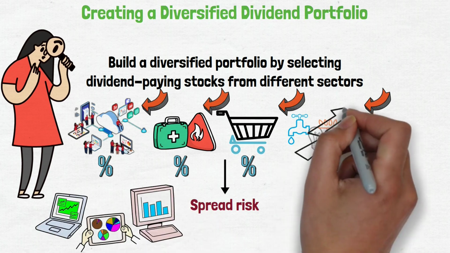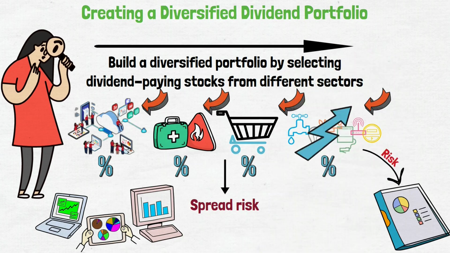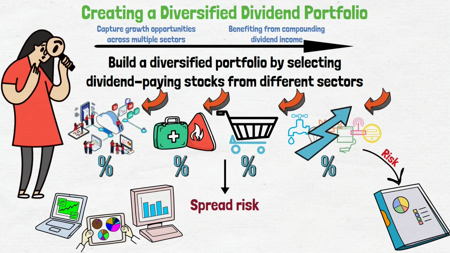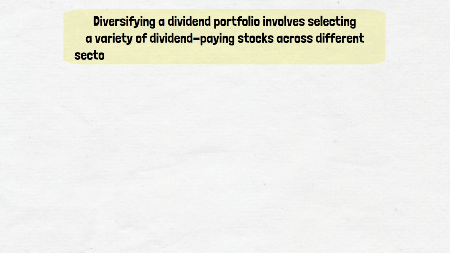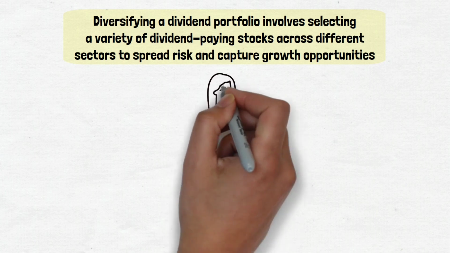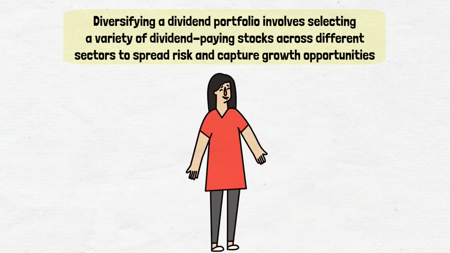As certain stocks grow faster, they might become a larger portion of the portfolio, increasing risk. Over time, this strategy aims to capture growth opportunities across multiple sectors while benefiting from compounding dividend income. Diversifying a dividend portfolio involves selecting a variety of dividend-paying stocks across different sectors to spread risk and capture growth opportunities. So let's explore how Goldie creates and manages a diversified dividend portfolio over a 25-year period.